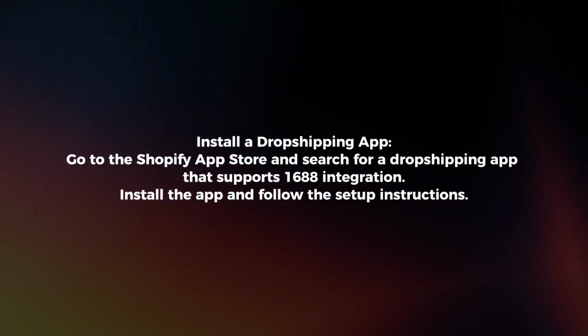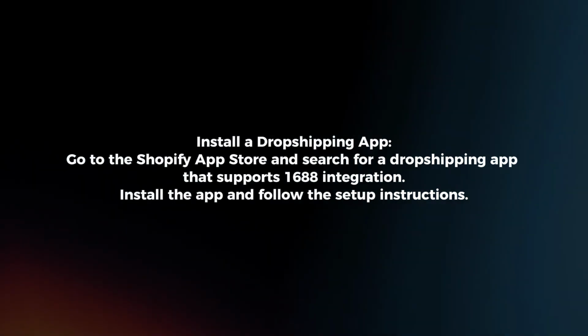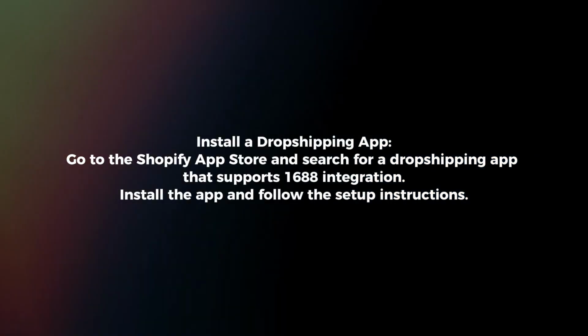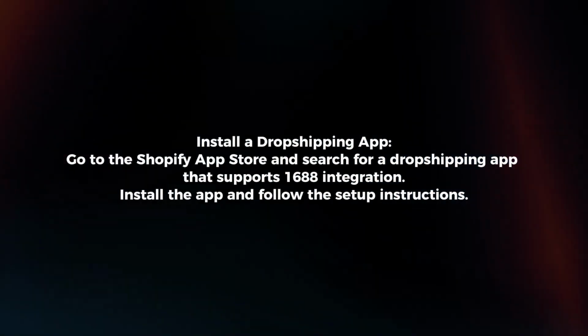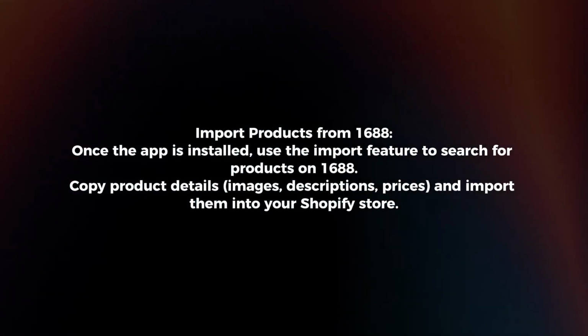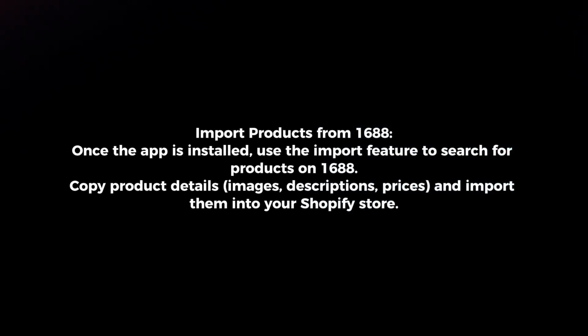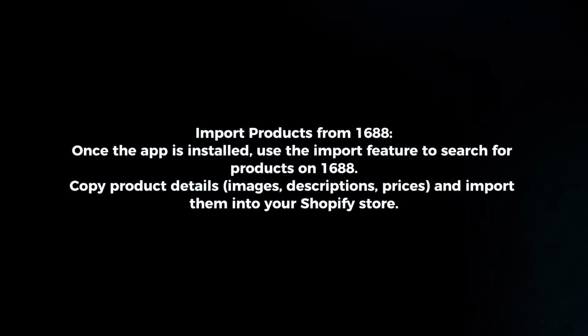Install a dropshipping app. Go to the Shopify App Store and search for a dropshipping app that supports 1688 integration. Install the app and follow the setup instructions. Import products from 1688. Once the app is installed, use the import feature to search for products on 1688. Copy product details and import them into your Shopify store.